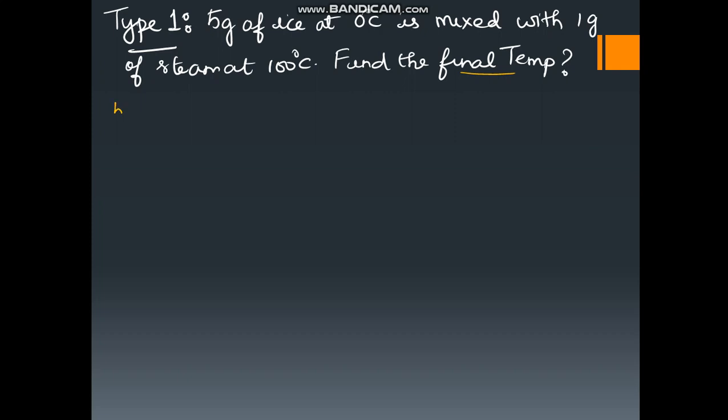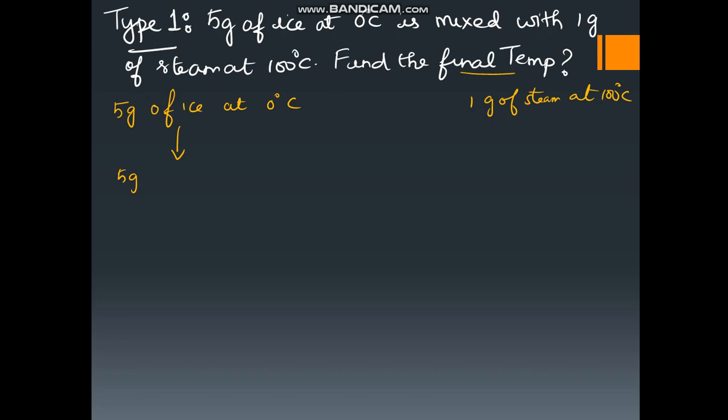Okay. So first you write like this. First step you want to do is you want to write like this separately. 5 gram of ice at 0 degrees Celsius and 1 gram of steam at 100 degrees Celsius. Next, both the sides you must convert into water at 0 degrees Celsius. So second step is convert it into water at 0 degrees Celsius.